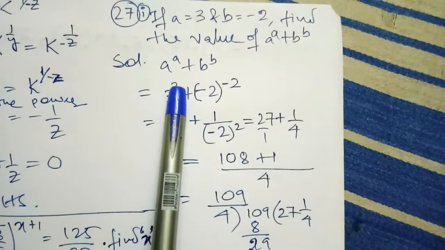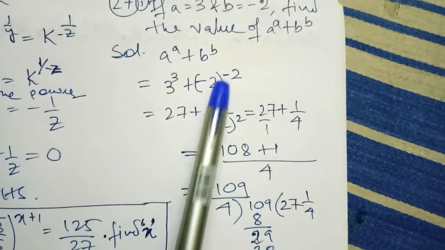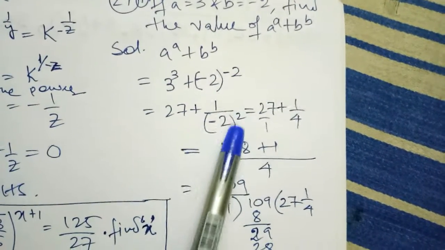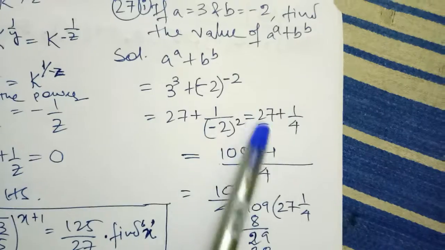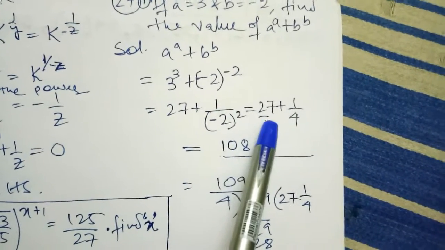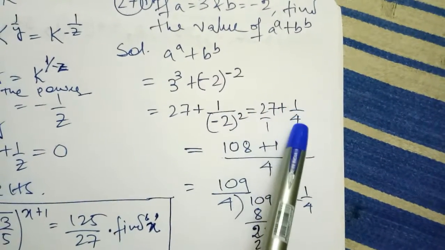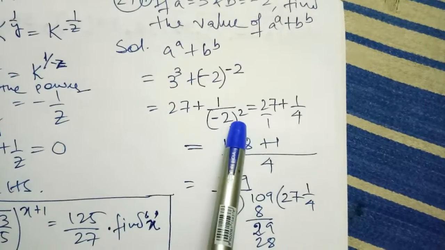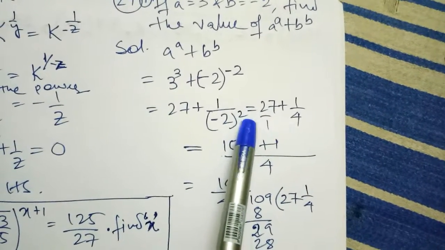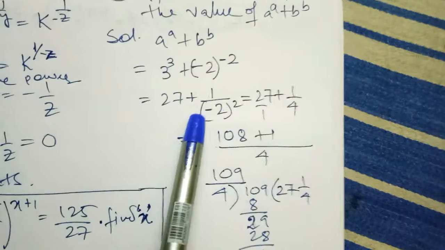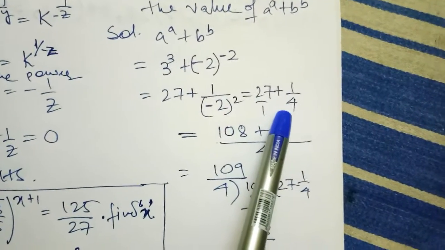Just a value I put over here, and b value is minus 2 to the power minus 2. This power is given negative, so I made it positive by writing it in the denominator. Then 27 plus, what will be 1 by 4? Because inside the bracket it is given minus, and the power is even, that means if I take it out of the bracket, it will definitely come positive only.